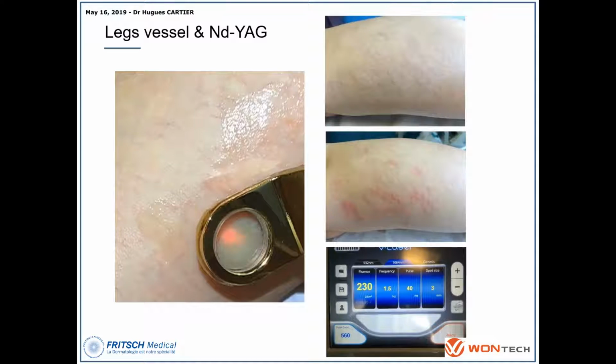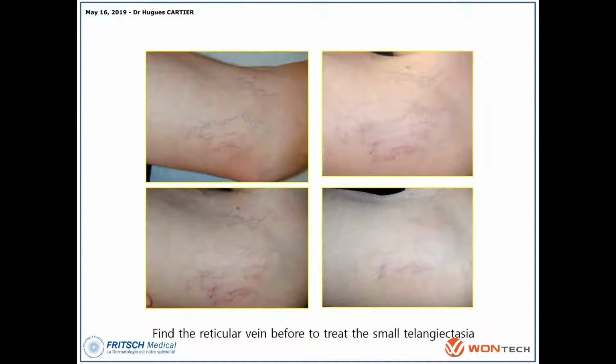It's immediate. In another case, you have to find the reticular vein before you treat, because if you don't do that, you can have a new telangiectasia and it comes again. So it's very important for the process to go step by step, and I repeat, in my practice I prefer to start with the smaller and push the blood in the vessel, to close from the reticular vein.